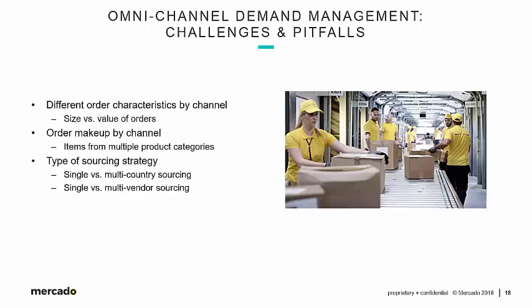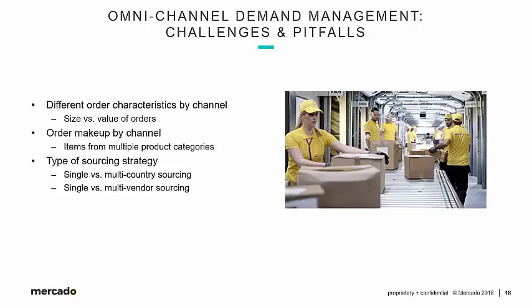A couple of others: different order characteristics by channel. The size of an order versus the value of an order. Think about an online order from an actual consumer. Maybe they buy 5 or 6 things, beauty products for example, that's a $100 order. Whereas a business-to-business order, a salesperson out writing an order, could be for millions of dollars, with multiple SKUs and physically large orders.